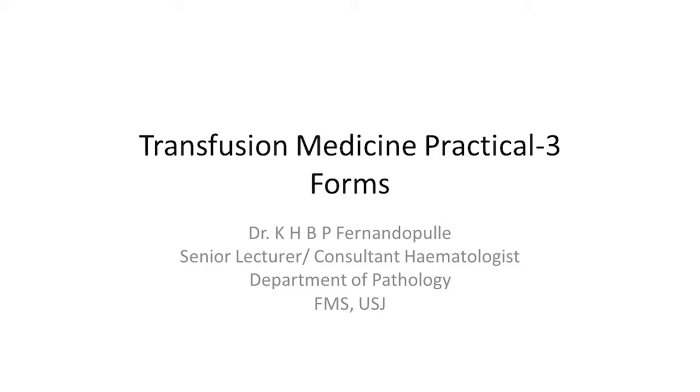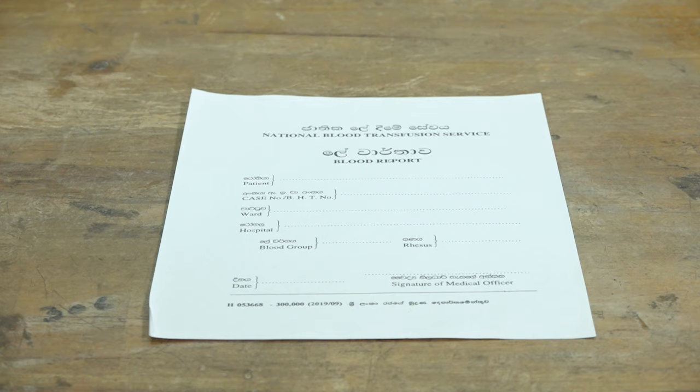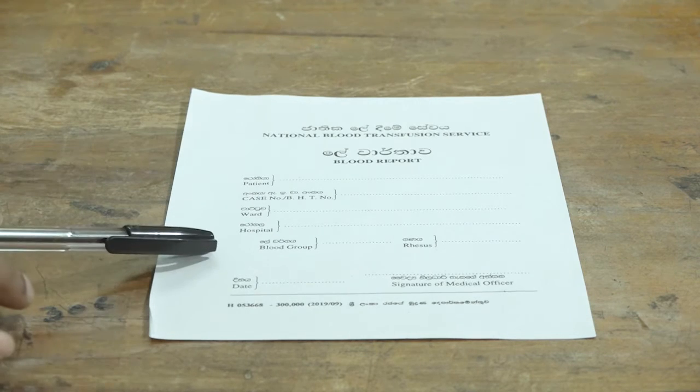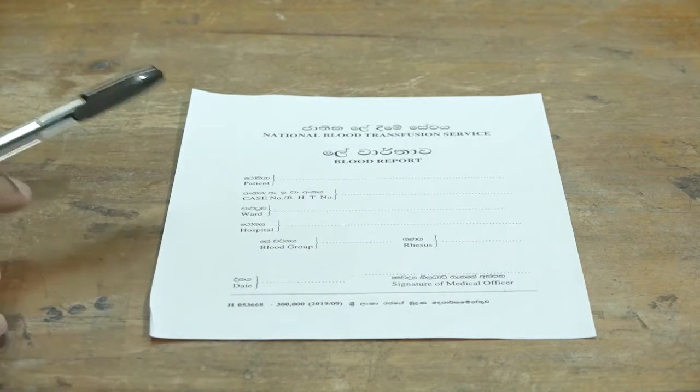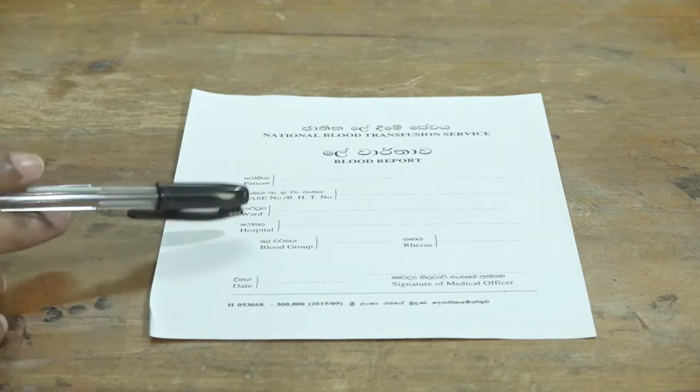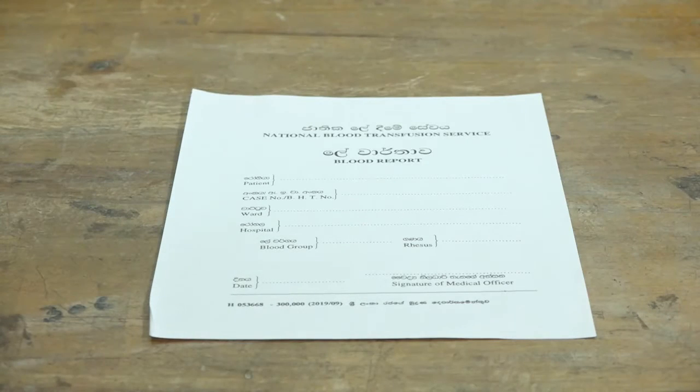Let us go on to the next part of the practical about forms and documentation. When you are requesting a blood group of a patient, you have to fill a normal request form as you would for a full blood count or blood picture, and send blood in a plain tube to the blood bank, and you will get the report on a form like this. The patient's name, BHT, ward, hospital, and the blood group will be mentioned.